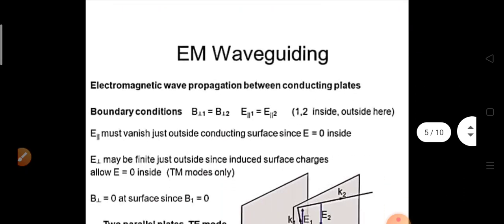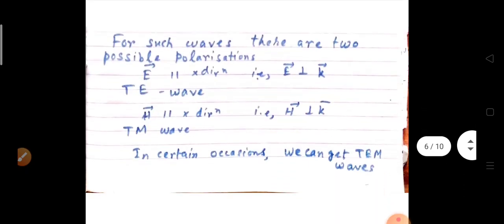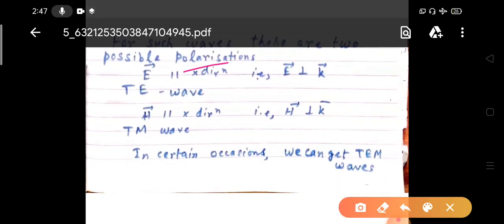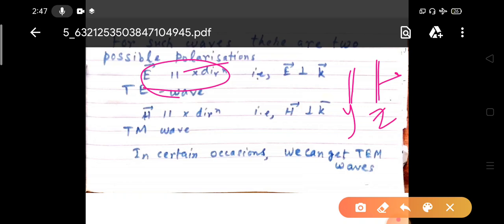So what will happen in the two cases? For such waves there are two possible polarizations. One is the electric field along the x-axis, because I am defining my conductor plates to be along y and z, the yz plane. So the perpendicular direction is along the x direction.